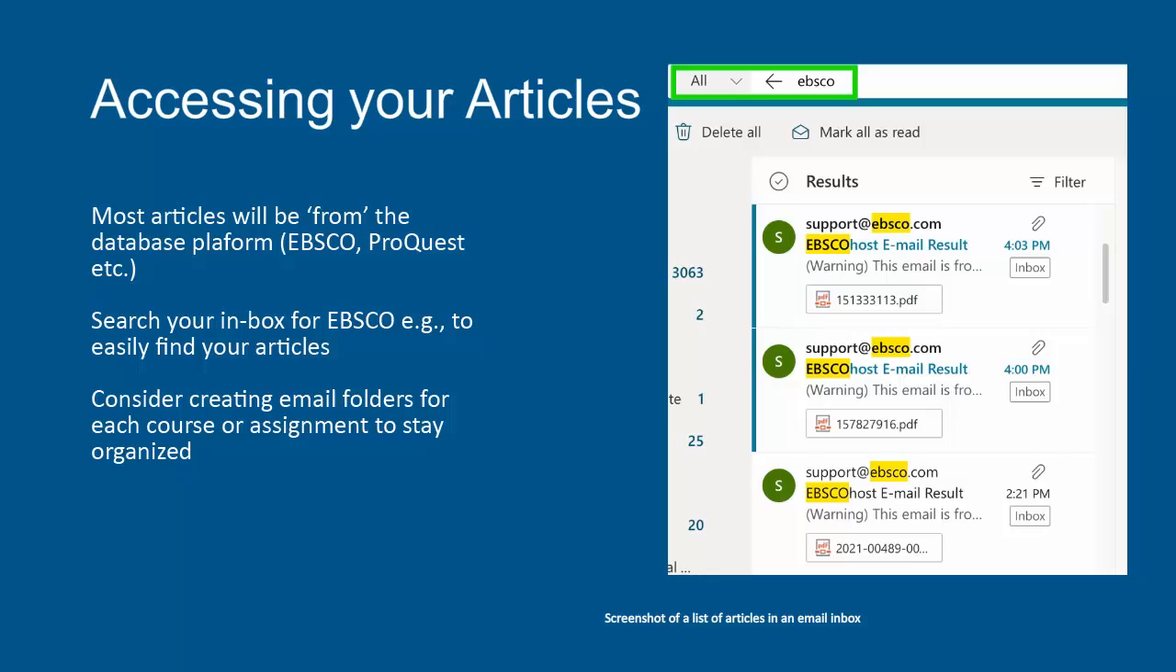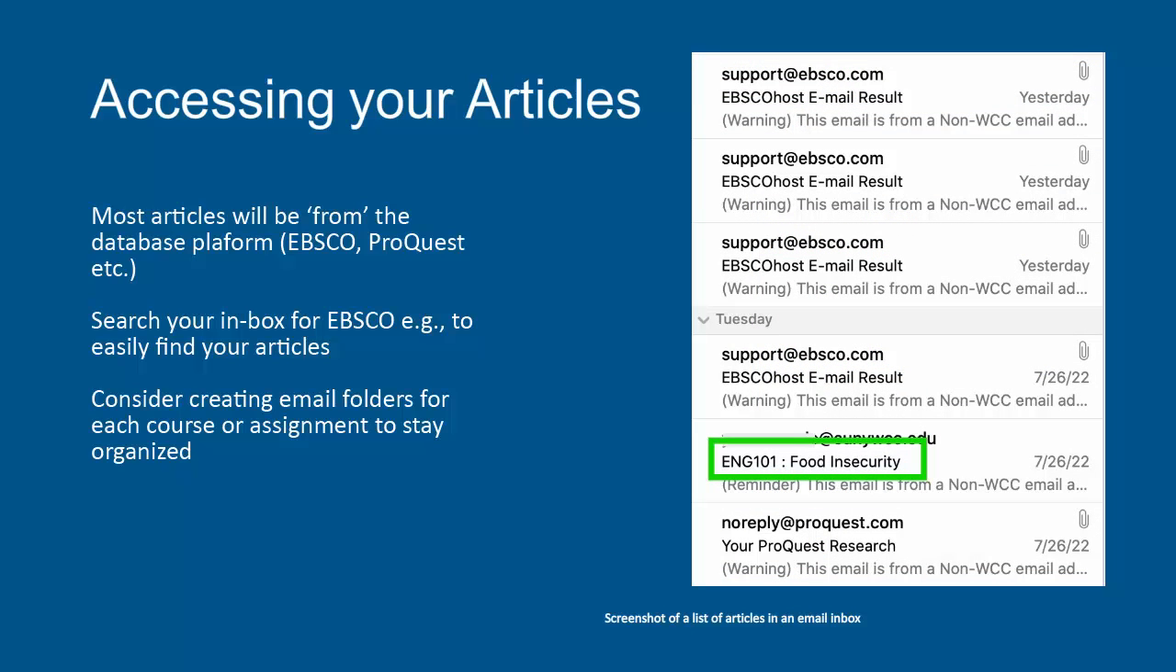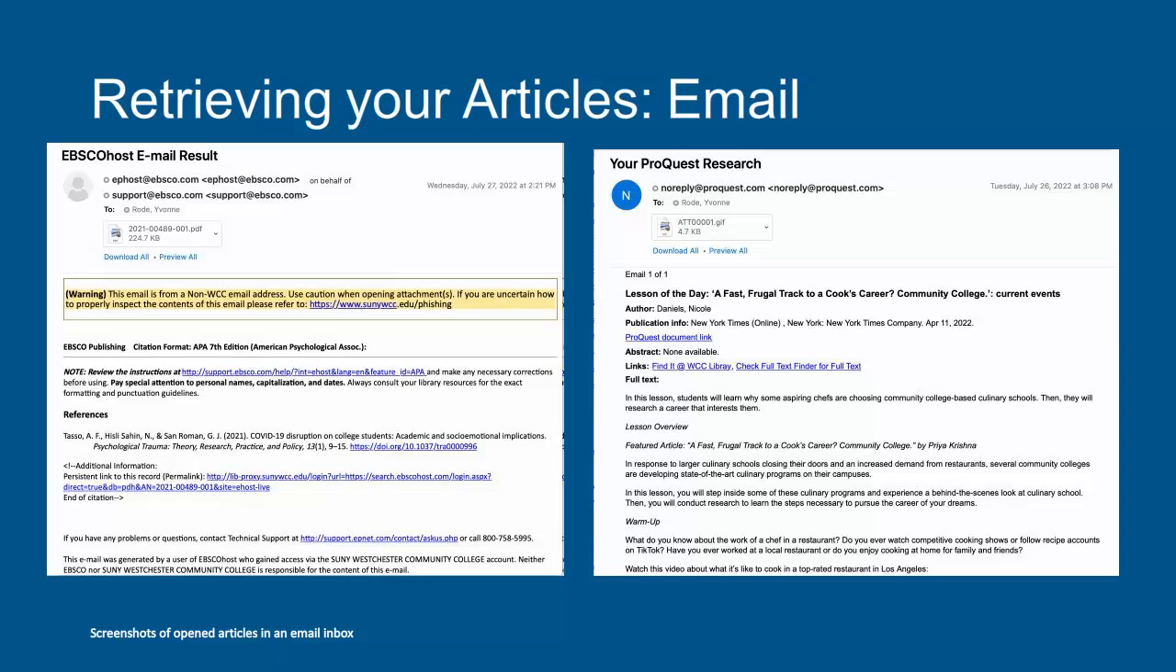A quick way to find your articles in your inbox is to search the names of the database platforms, such as EBSCO, ProQuest, or Gale. That will gather all your results together. Since not all databases allow us to add subject lines, it can be difficult to discern which article is which. You should take advantage of the subject line when offered. Depending on the options you selected before emailing, you may have the full article as either a PDF attachment or the text in the body of the message.